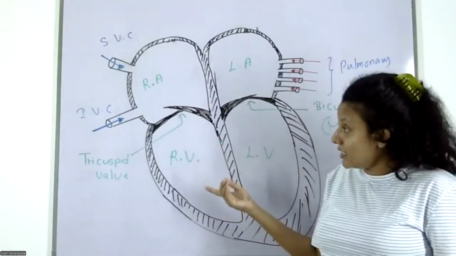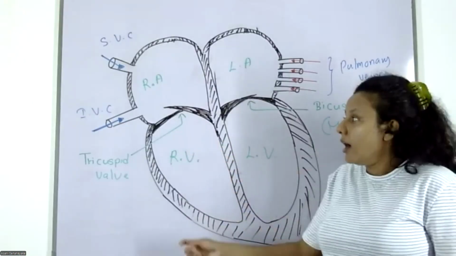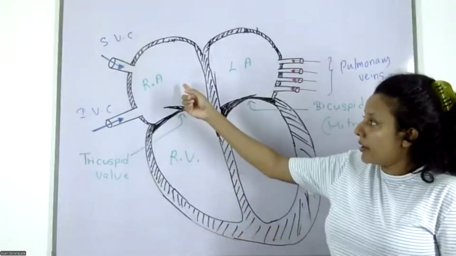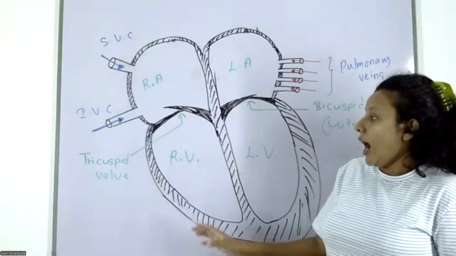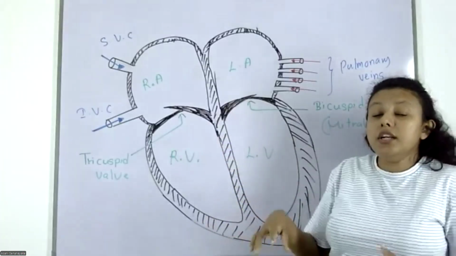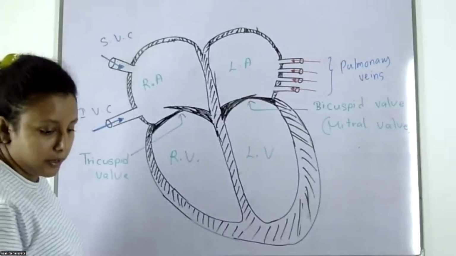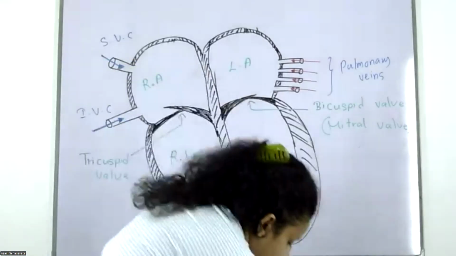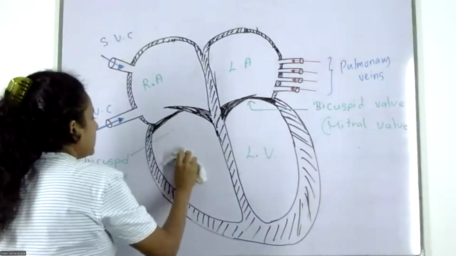How does the blood pass here? By opening this tricuspid valve. By opening the tricuspid valve, blood transfers from the right atrium to the right ventricle. When the right ventricle is filled with blood, another important thing happens here.